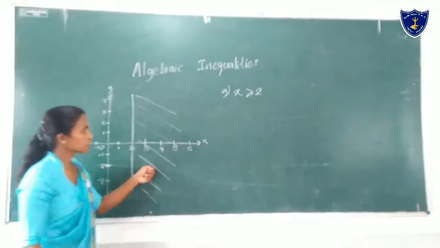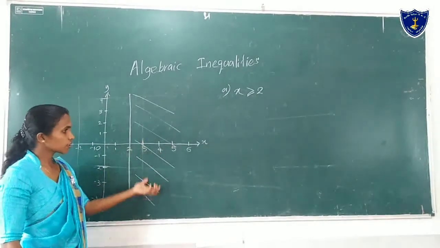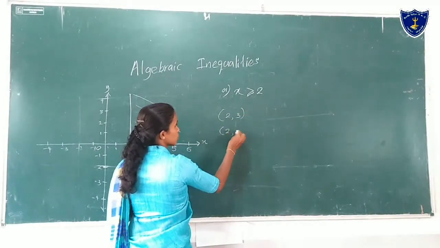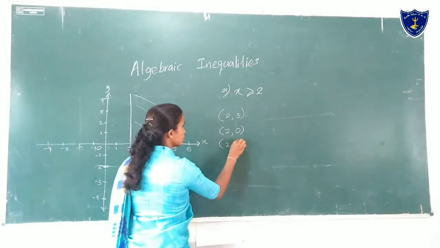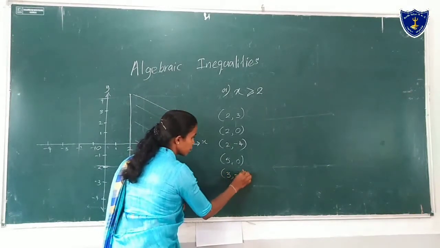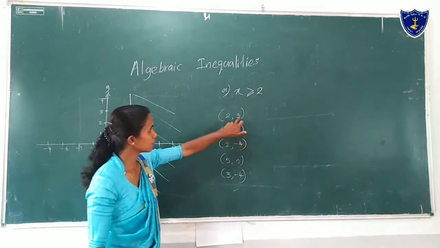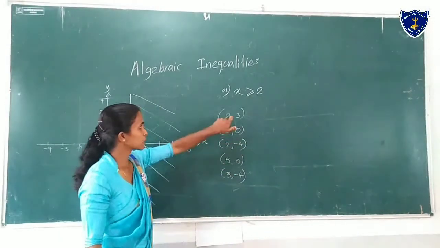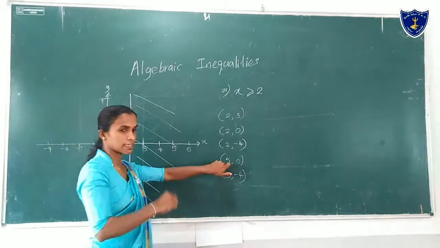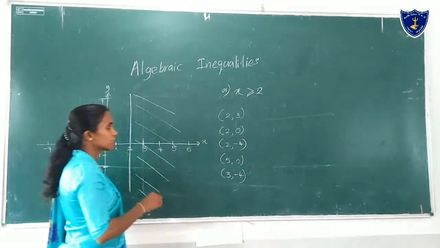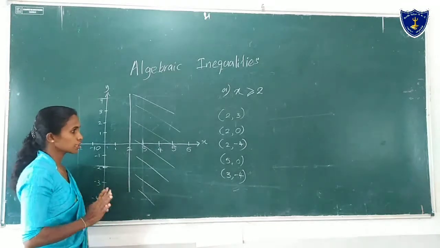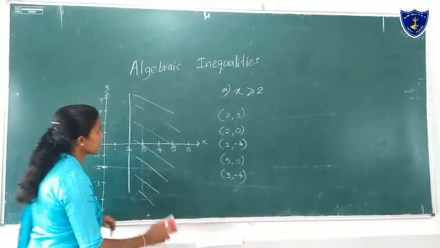So, tell me the coordinates of a point in this region. 2, positive 3. 2, 0. 2, negative 4. 5, 0. 3, negative 4. The y-coordinate may be 0, any positive value or any negative value. But the x-coordinate should be 2 or greater than 2. Here positive 2, here 5, it is greater than 2, 3 is also greater than 2. The x-coordinate should be greater than or equal to 2, and the y-coordinate may be positive, negative or 0. It doesn't matter. Okay, let's see another example.